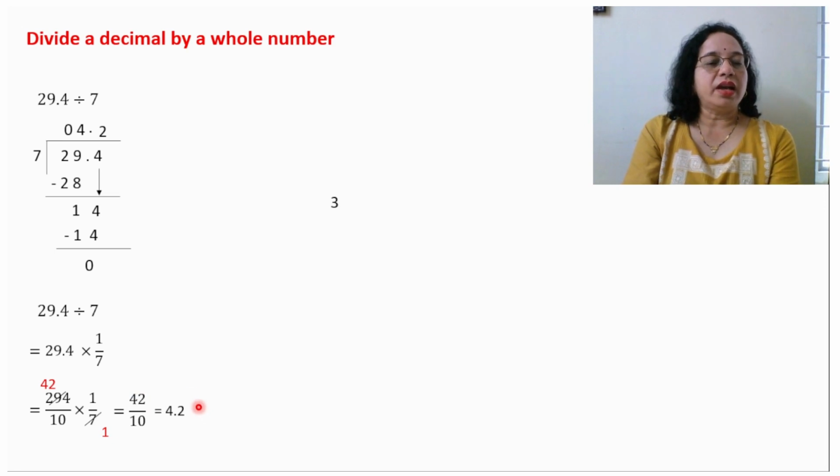Most of the time in higher classes we need this method. This method is the easier method. So let us take one more example. 1.232 divided by 4.